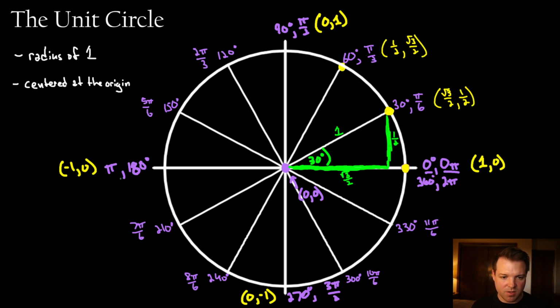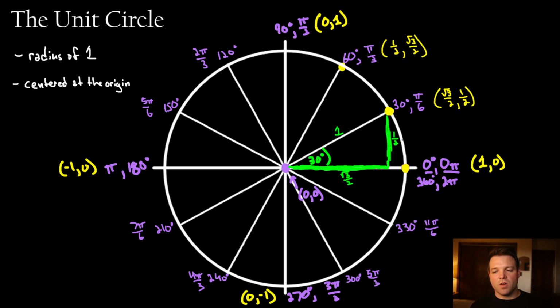5 pi over 6 is good. 7 pi over 6 is simplified. 8 pi over 6 is going to simplify to 4 pi over 3. And let's see here. 3 pi over 2 is good. 10 pi over 6 is 5 pi over 3. And 11 pi over 6 cannot be simplified.